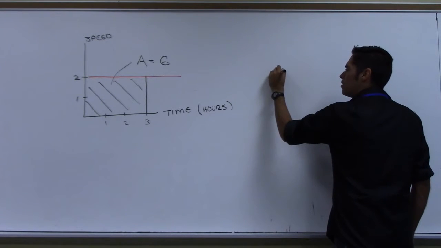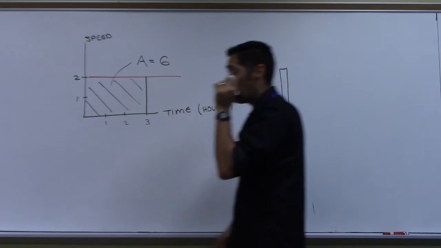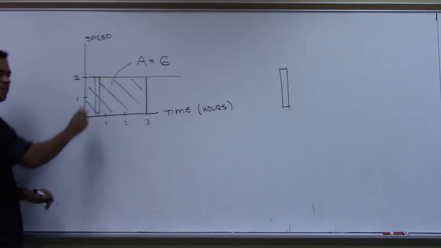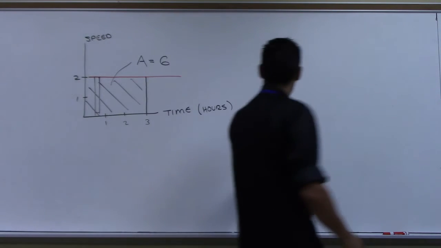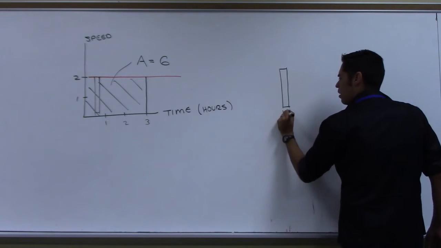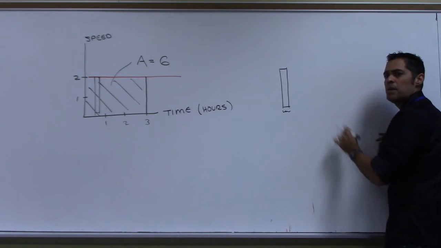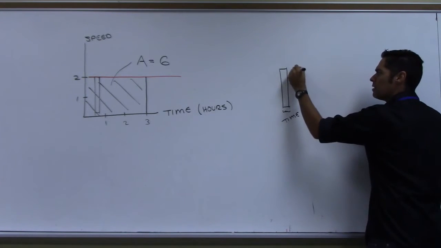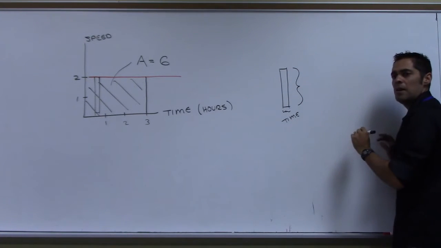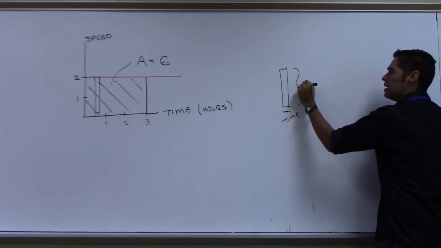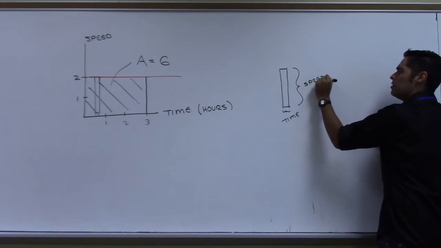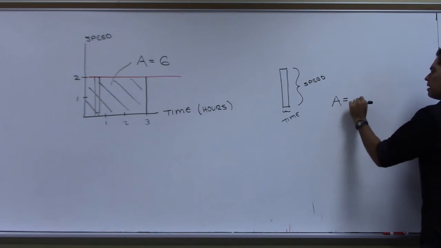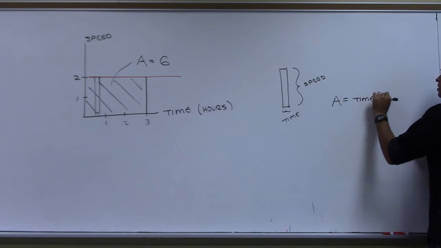Just think about if I took just a slice of this. Imagine I just take a little slice of it. Would you agree that the width of this slice is a measurement of time? Yes? This is a time measurement. And do you agree that the height of this slice is a measurement of what? Speed? And do you agree that when I do area, I do time times speed? Time times speed.